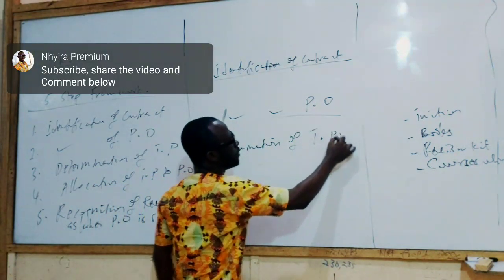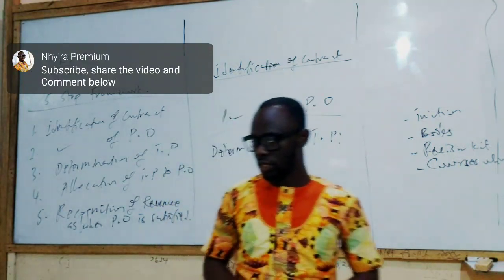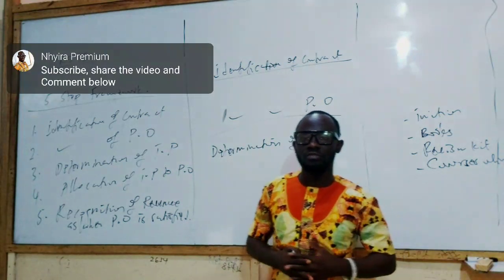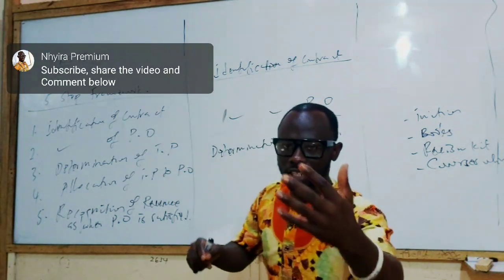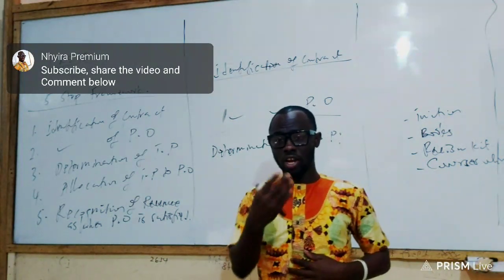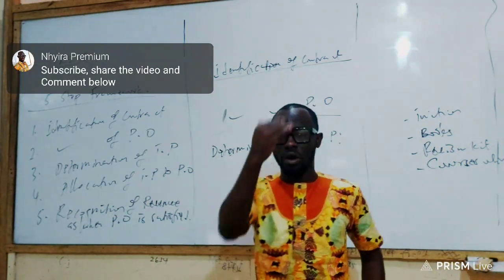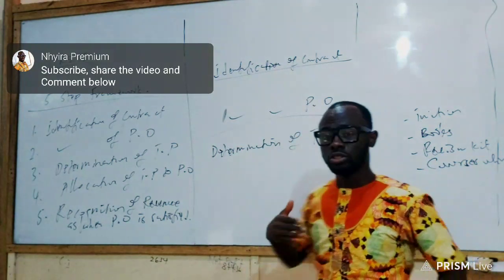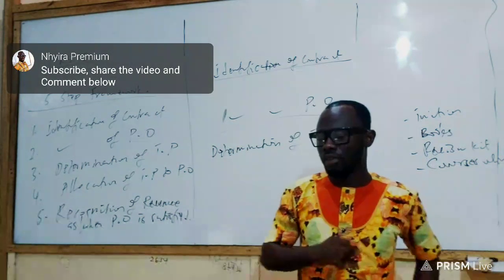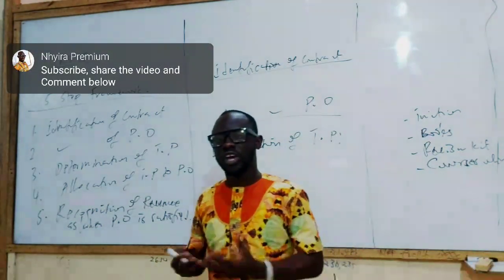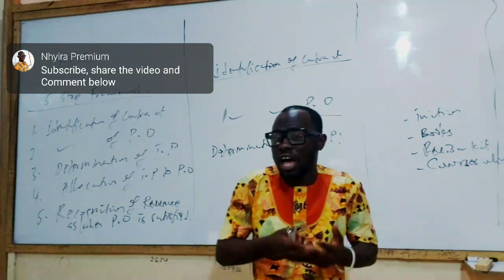Determination of TP, the transaction price. The transaction price refers to literally how much we're going to be receiving under the contract. So from our illustration, for instance, you are paying me $5,000. So automatically, that becomes what? The transaction price.